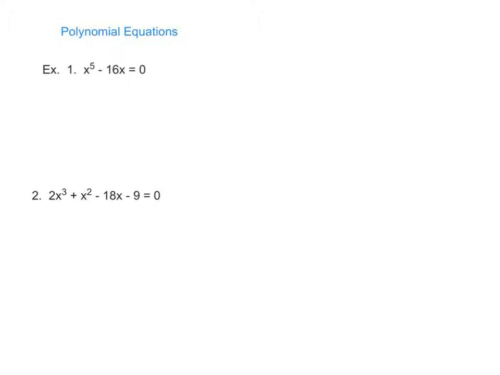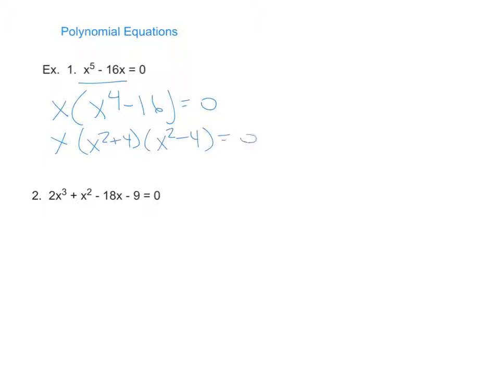So in this problem, I look at the x to the 5th minus 16x, and I can factor out an x. And then I have x to the 4th minus 16, which is a difference of squares, and that factors as x squared plus 4 times x squared minus 4. Now I could at this point set each of those factors equal to 0 and get my solutions, but I'm going to factor it a little bit further. And x squared minus 4 factors as x plus 2 times x minus 2.